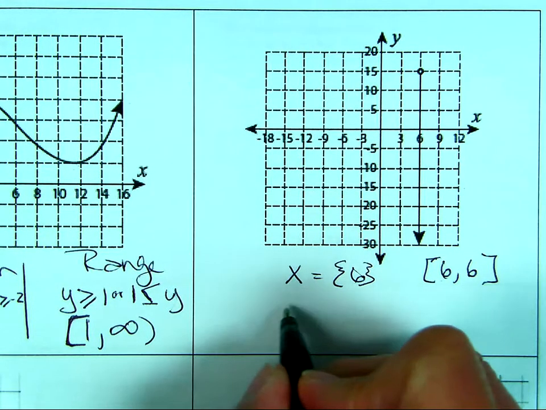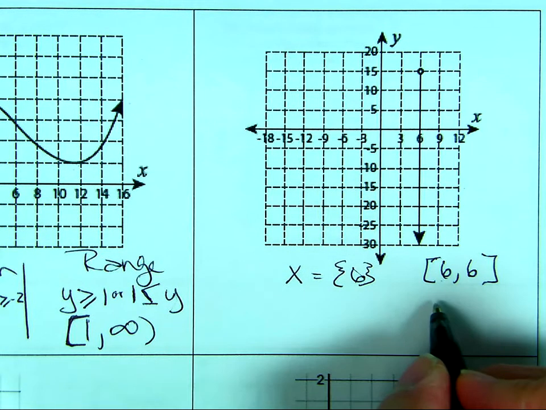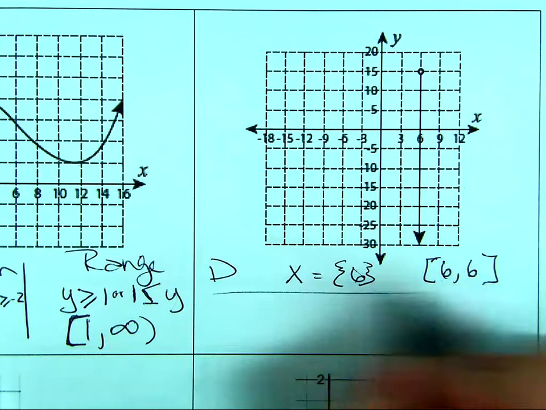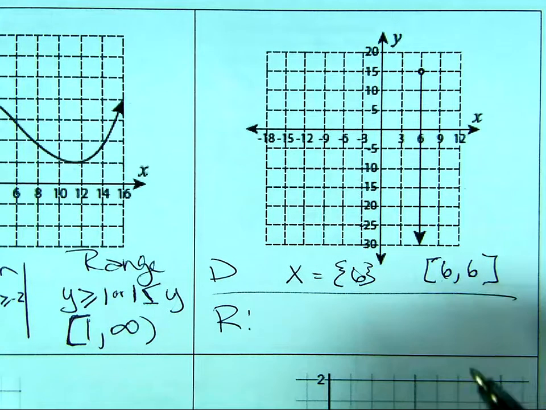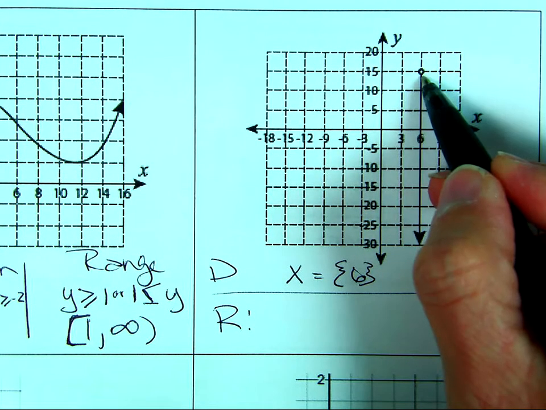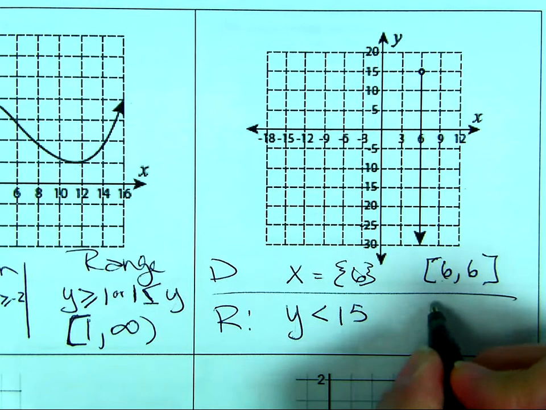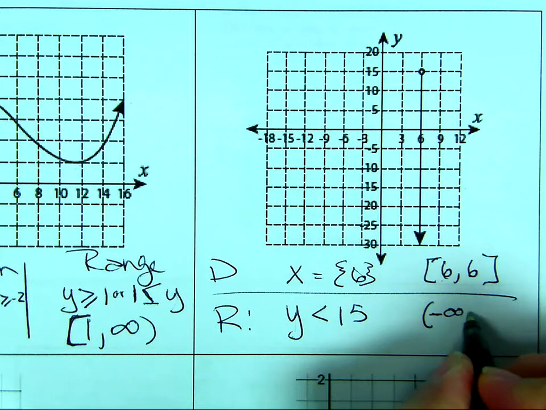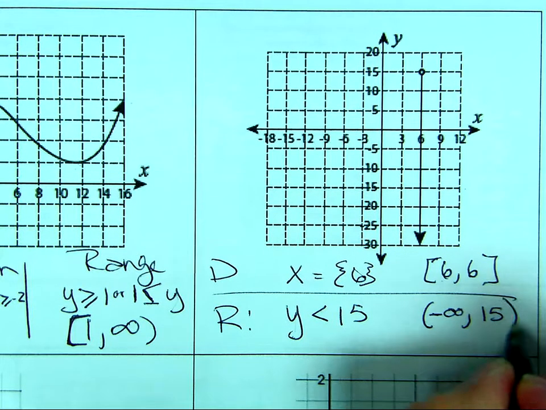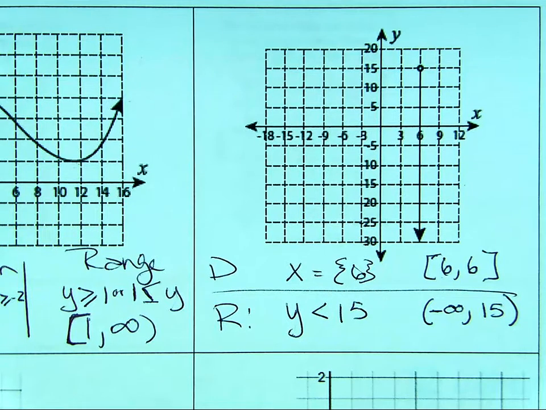Let's see. Oh, I wrote all my domain there. So we'll go this way. Range, then my range starts at 15, not including 15, and goes all the way down. So I would say y is less than 15. Or if I was using interval notation, I'd say negative infinity, and then it goes up to 15, but is not included. 15 is not included. That's why I would use the 2 parentheses.